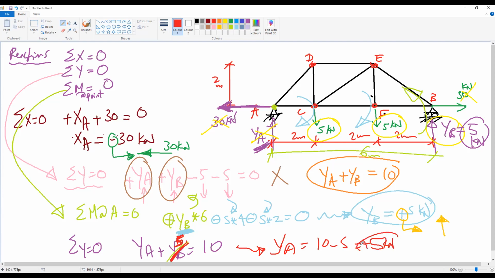Positive means upward or downward? Upward. So now we know as well that YA equals 5 kilonewton. So we have XA equal to 30, YA equal to 5, YB equal to 5. Do you have any question with the reactions?